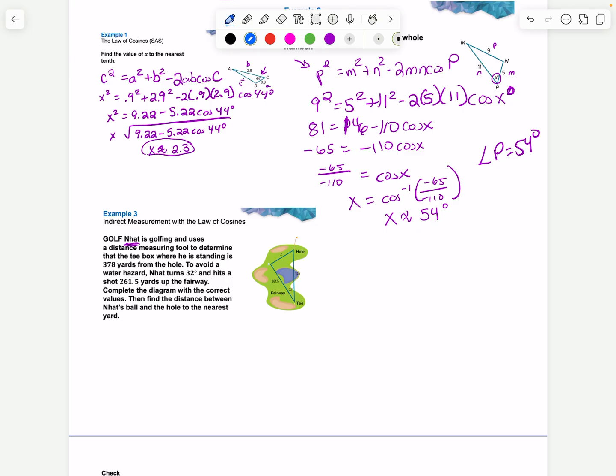Nihat is golfing and uses a distance measuring tool to determine that the tee box where he is standing is 378 yards from the hole. To avoid a water hazard, Nihat, it bugs me now, turns 32 degrees and hits a shot 261.5 yards up the fairway. Complete the diagram with the correct values. Then find the distance between Nihat's ball and the hole to the nearest yard.